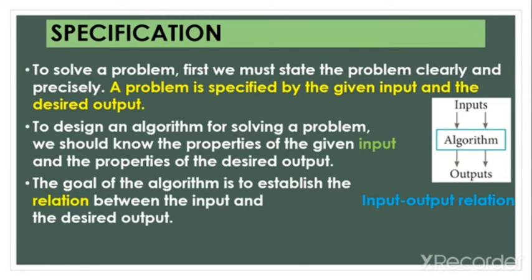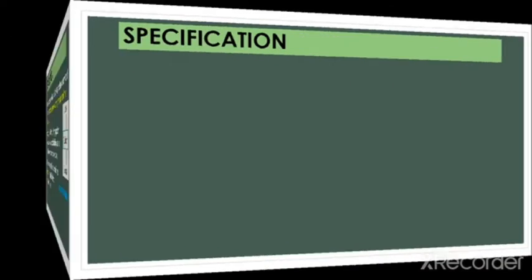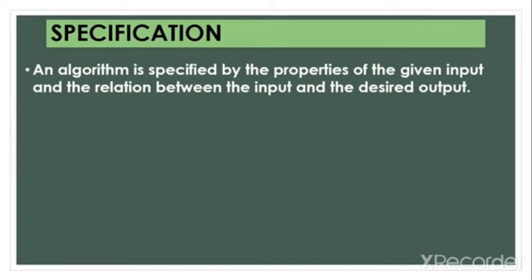The goal of the algorithm is to establish the relation between the input and desired output. So when you process the input, you will get the desired output. So there is a relation over there. If we use the correct properties of both input and output, automatically the relation will be created and we will get the desired output. An algorithm is specified by the properties of the given input and the relation between the input and desired output.